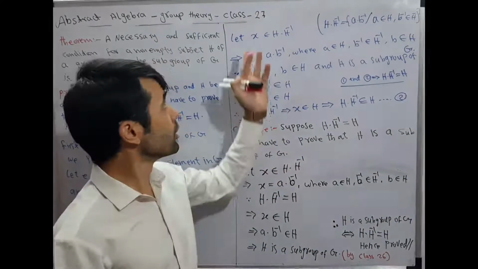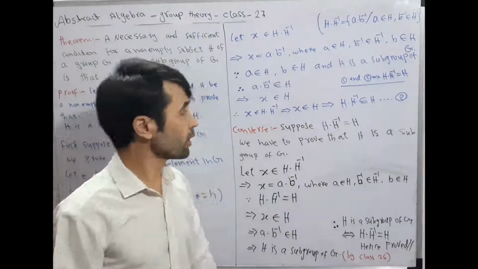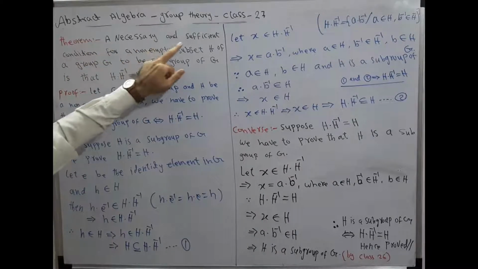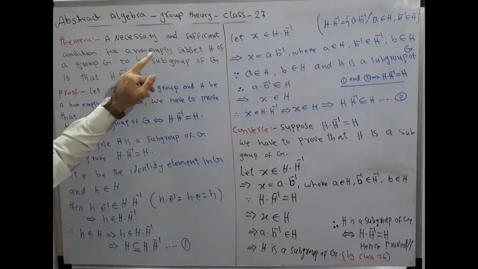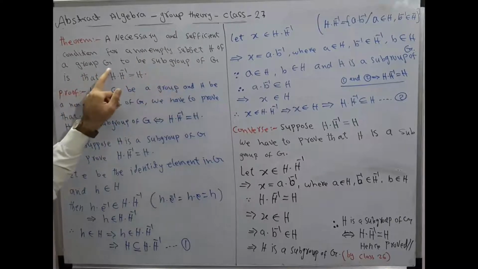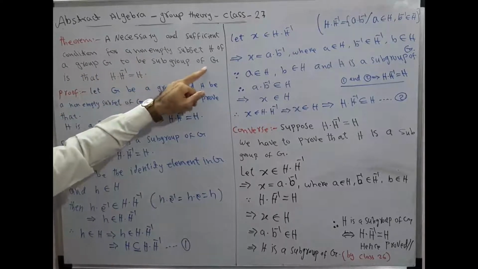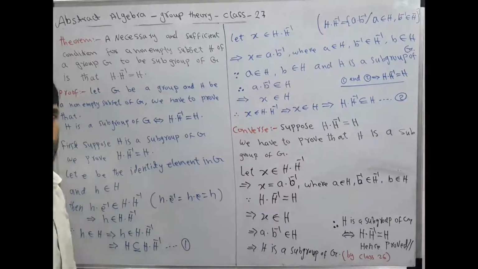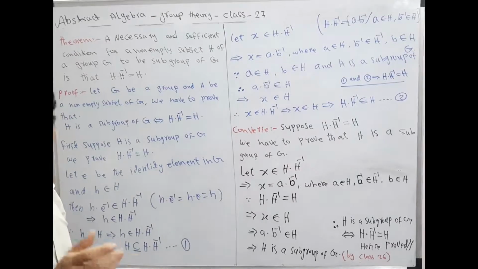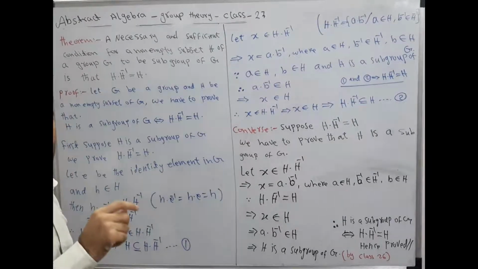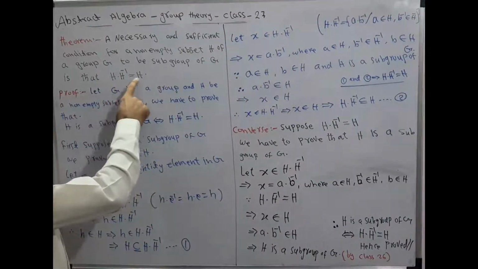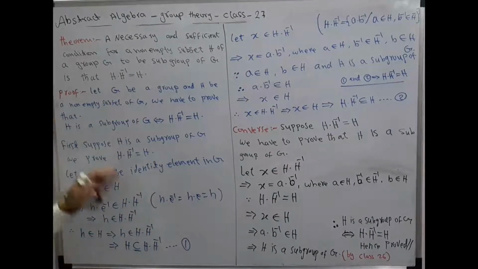It is class 27. In this class we will prove a theorem: the necessary and sufficient condition for a non-empty subset H of a group G to be a subgroup of G is that H into H inverse equals H. A non-empty subset H of a group G is a subgroup of G if and only if H into H inverse equals H. We now prove the theorem.